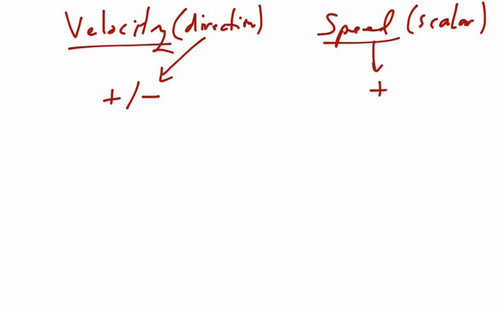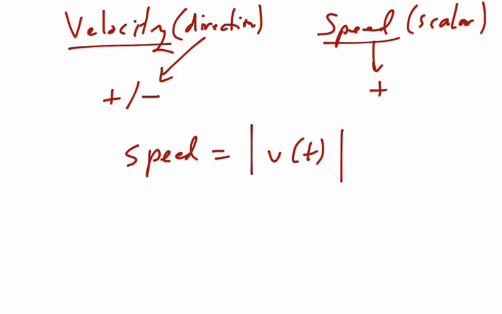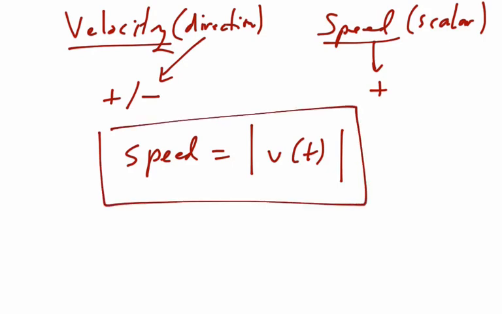So the question is, how do you get speed from velocity? Velocity is positive or negative, but speed is always positive. How do we get something positive from something negative? We take the absolute value. And so this is a relationship that you need to know. Speed is the absolute value of velocity, and that's it.